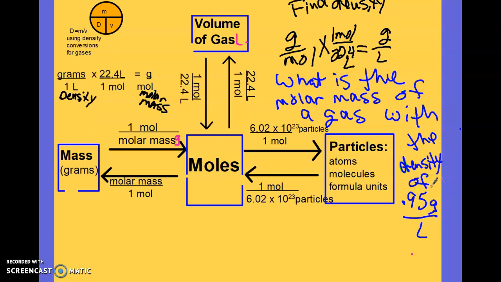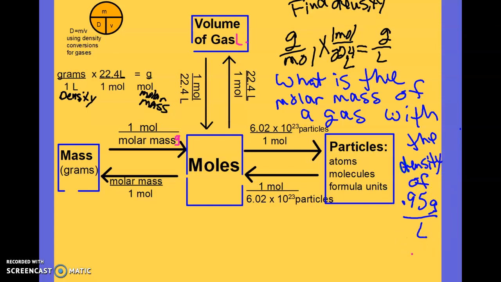That's different than liquids and solids. Solids are grams per cubic centimeter. Liquids are grams per milliliter. A liter is 1,000 times bigger than a milliliter, a larger amount. But we use liters with gas because, remember, those particles are super spread out.